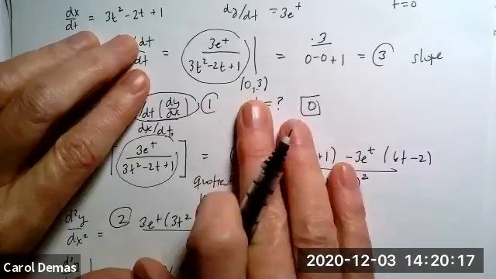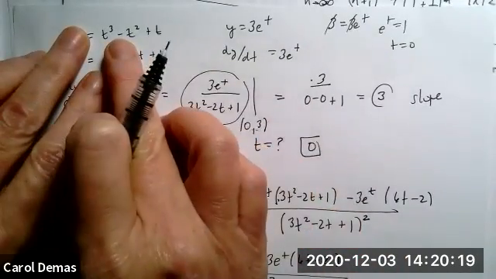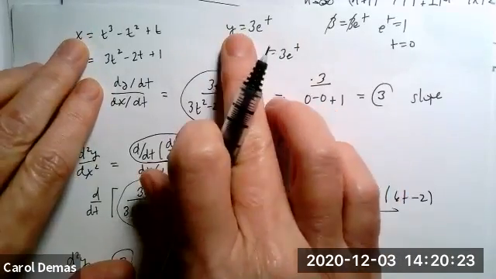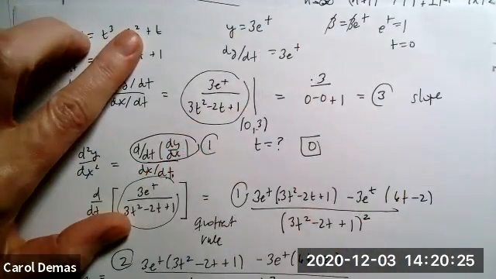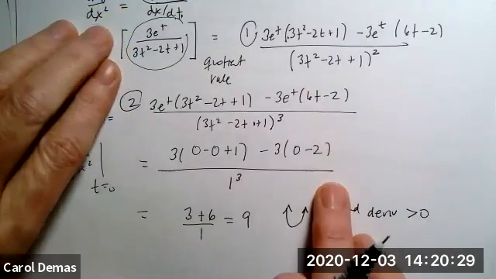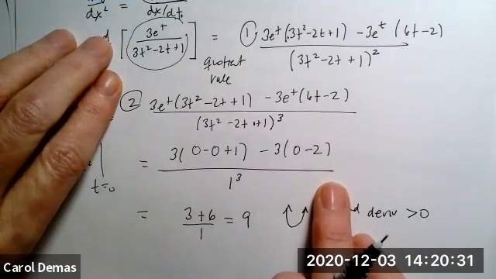Does it make sense? X is a function of t and y is a function of t. So if you're given x and y, you have to figure out what t is. And we figured out that t is 0. So that's what we plug in, 0. Okay?